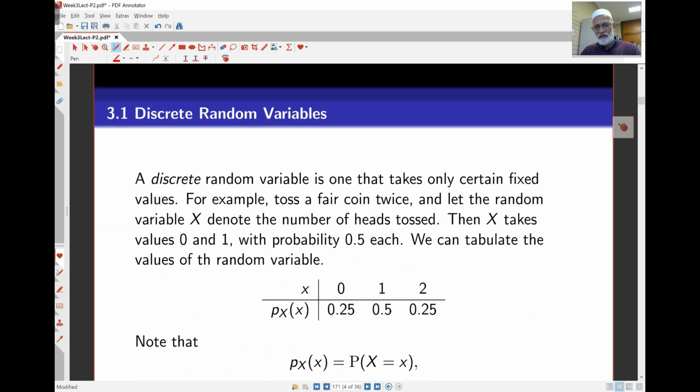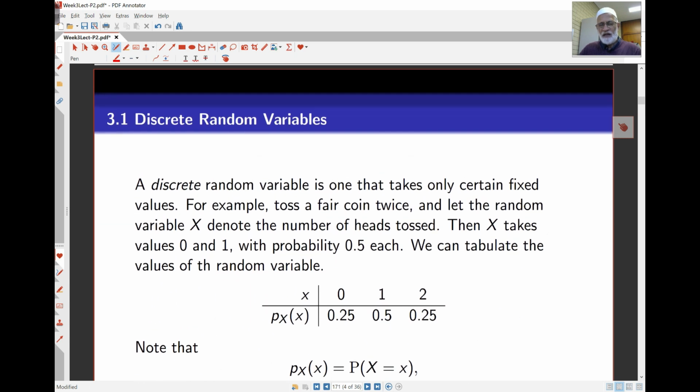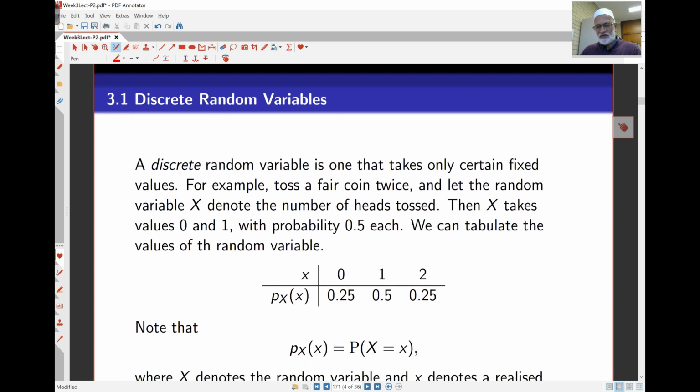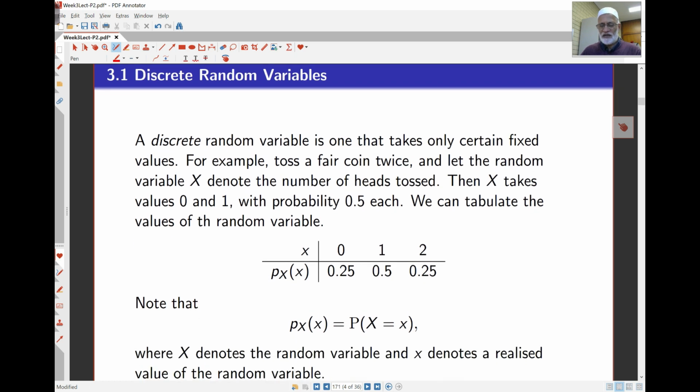The idea of random variables essentially is that there are many examples and many situations which might look different to us from the outside, but when we look at the underlying random variable idea, they become the same. And we can't deal with sample spaces so easily. Random variables transform things to numbers, and then we can apply the full power of mathematics to get all the results. So, as we said, a discrete random variable is one that takes only certain fixed values.